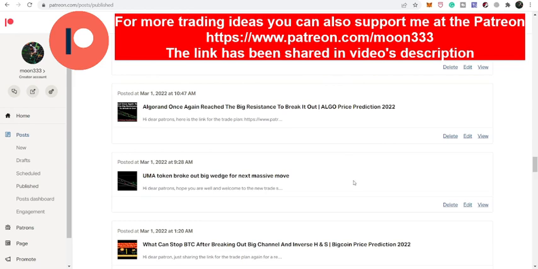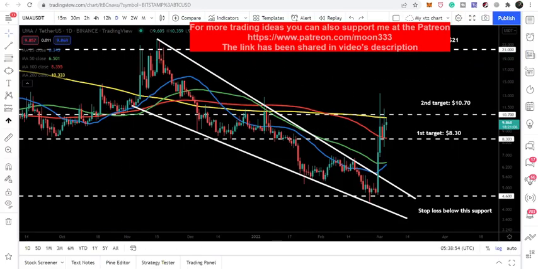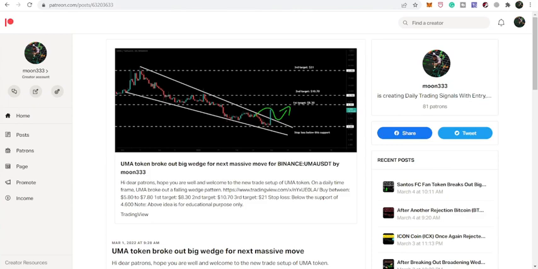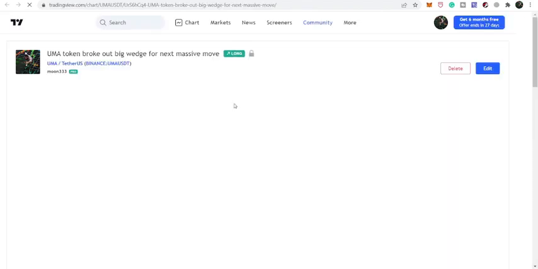So let's start the analysis. First of all, let me start with this pattern that I shared for my members at the Patreon. That is basically this same falling wedge pattern that I shared almost 3 days ago with my members. And that was a breakout from a falling wedge pattern on the daily time frame.